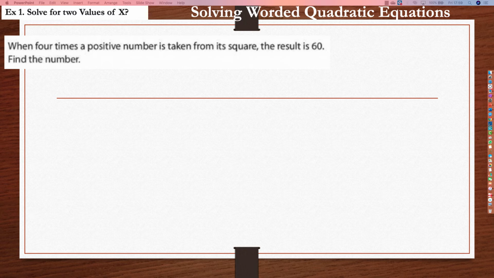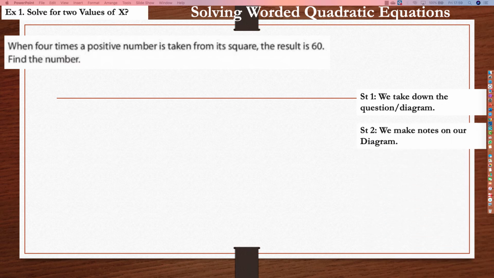First thing you've got to do, and this is taught at Junior Cert, just not that well, is make notes. So when 4 times a positive number, straight away over the 4 you should be writing 4. A positive number, what's something we don't know called in algebra? X. Anything you don't know in algebra, we generally call it x. When 4 times a positive number is taken from its square, give me the mathematical word for is taken from. Minus, exactly.